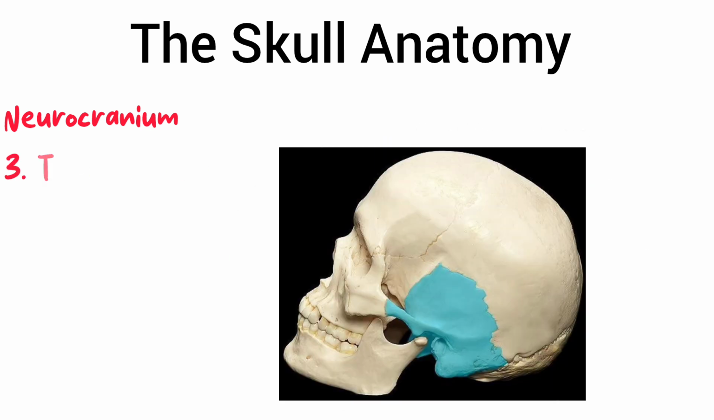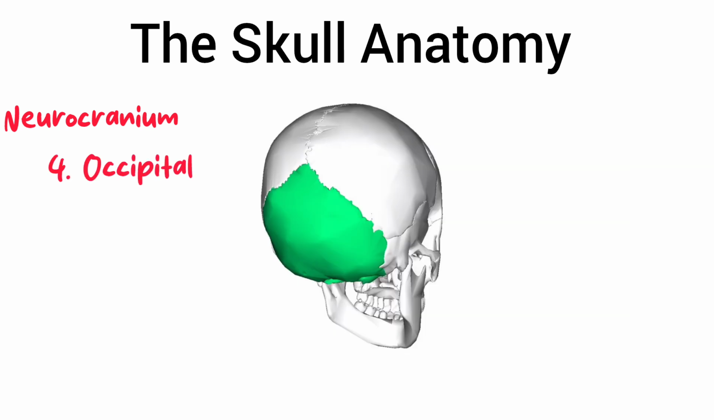3. Temporal bones are also paired bones located on the inferolateral aspects of the skull. These bones house the structures of the middle and inner ear. Important landmarks include the mastoid process, styloid process, and the external acoustic meatus. 4. Occipital bone forms the posterior part of the skull and the base. It contains the foramen magnum, through which the brainstem connects to the spinal cord.